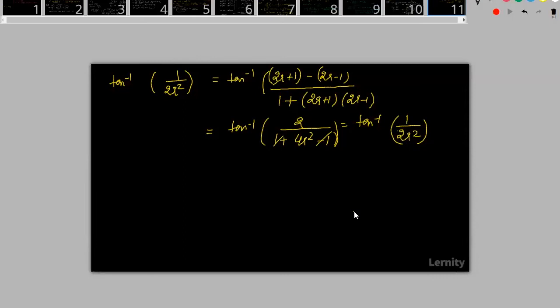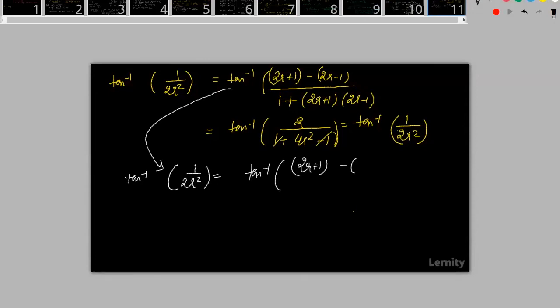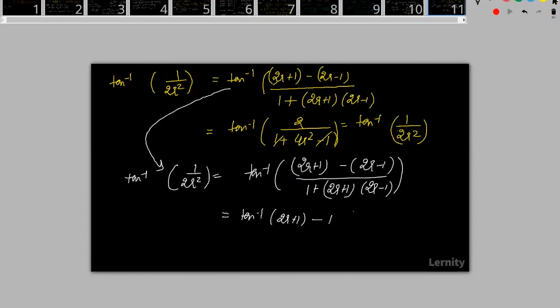So what I can write this thing as, if I know that this thing is correct, so this thing I will write as: tan inverse of 1 by 2r square, I can write as tan inverse of (2r plus 1 minus 2r minus 1) upon (1 plus (2r plus 1) into (2r minus 1)), right? So this thing I can write as tan inverse of 2r plus 1 minus tan inverse of 2r minus 1.